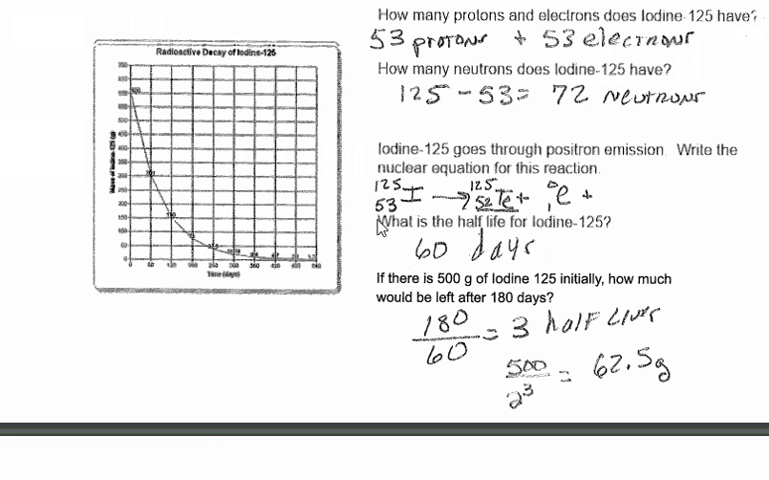Okay, now let's look at the reaction that it goes through. It goes through positron emission. So we write the isotope 125 over 53, atomic mass over atomic number, and then the letter I goes to an arrow. And then we have this written first. Positron is e plus, and there's a 1 and a 0. Remember, the atomic mass is on top, atomic number is on the bottom.